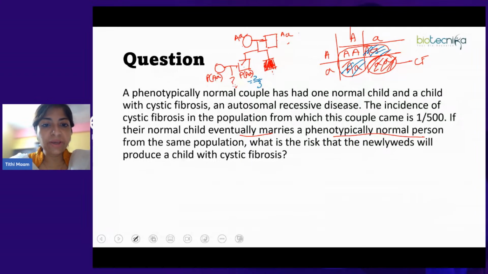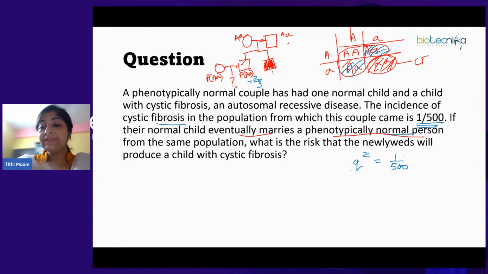Now, what about his wife? She is coming from the population and she is also phenotypically normal, right? So what will it be? It will be 1 by 500, the incidence of cystic fibrosis in the normal population. That means q square in the normal population is 1 by 500. This is q square, the incidence of cystic fibrosis. So from there we can calculate q. q will be equal to 0.045.